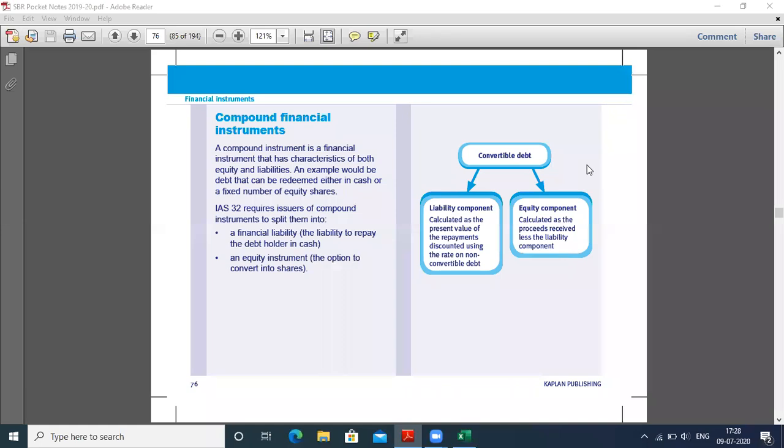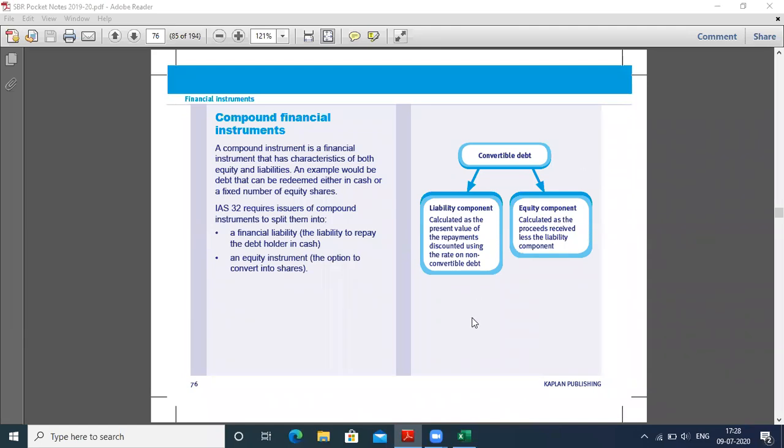So any financial instrument which has both the characteristics of liability and equity should be considered a compound financial instrument. As per IAS 32, we need to calculate separately the financial liability part, and we should calculate the equity part. The liability part will be shown as a liability, and the equity will be shown as equity. Now, how do we calculate the liability part and how do we calculate the equity component?